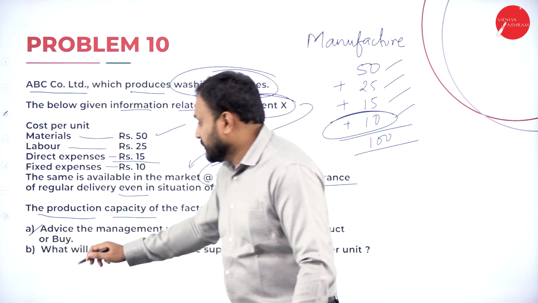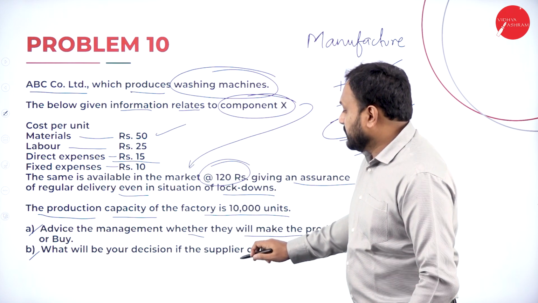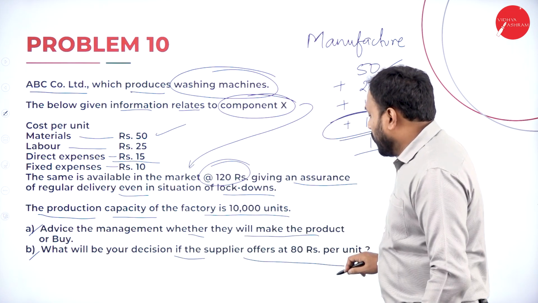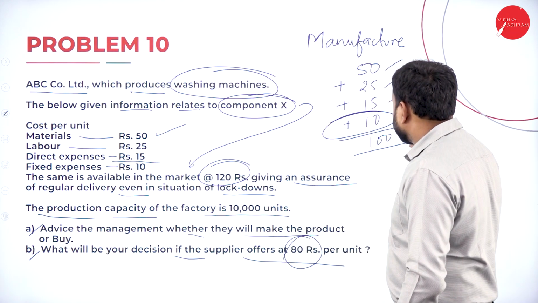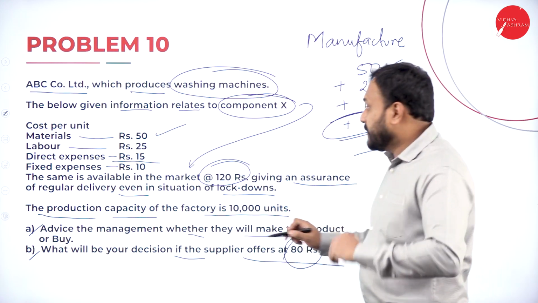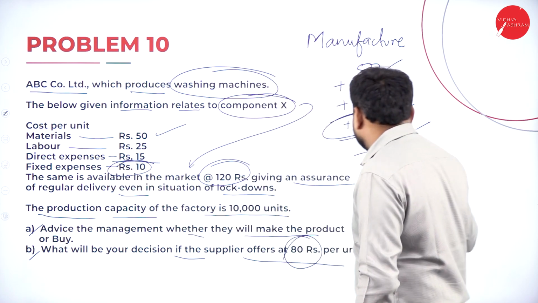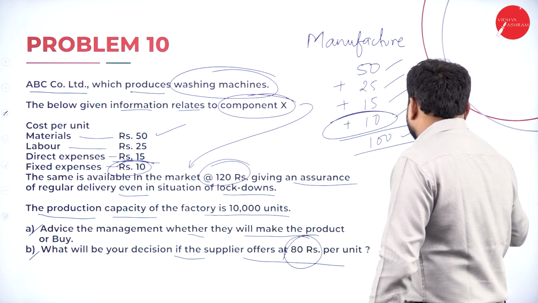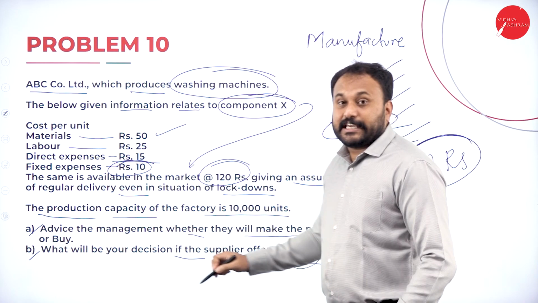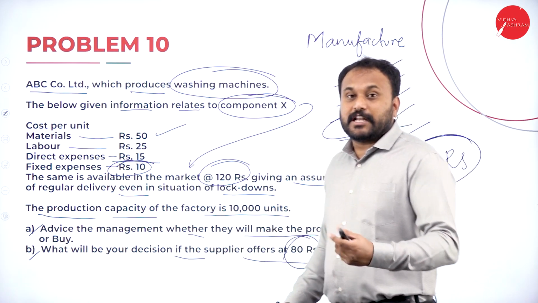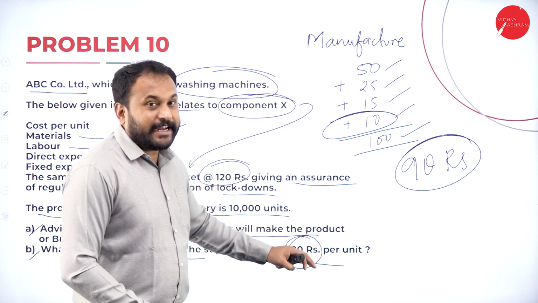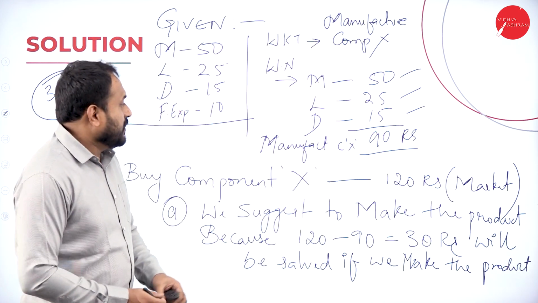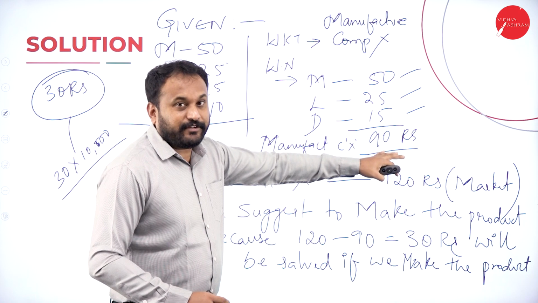So here the next question is there. What will be your decision if the supplier offers 80 rupees? See, if I make the product, it is how much? 100 minus 10, so it is 90 rupees. Now, they are actually giving me for 80 rupees. Again, 10 rupees you will save if you buy the product. So, I'll give you the working note here. 90 is for manufacturing, isn't it?